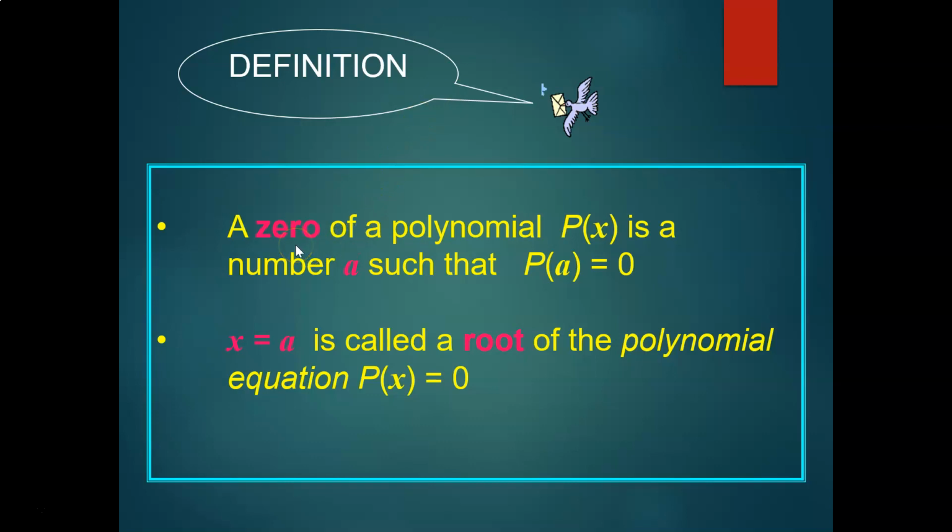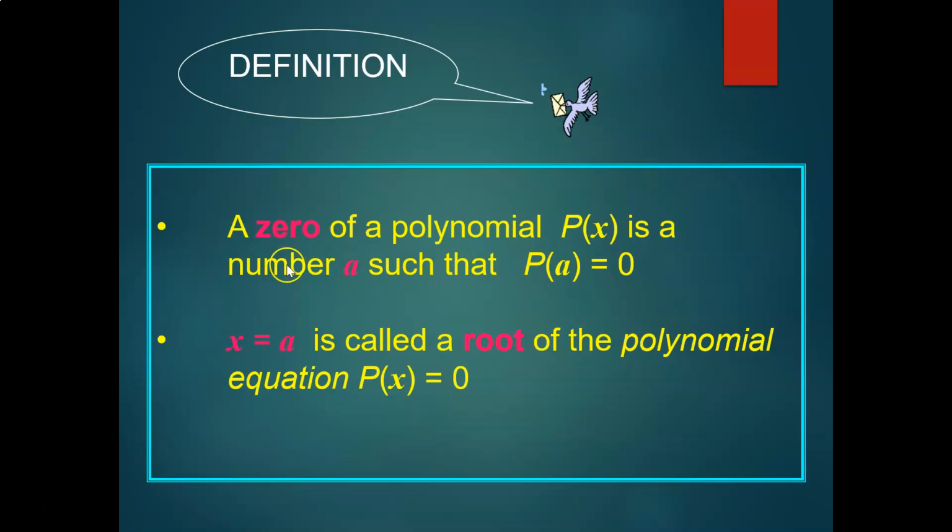A zero of a polynomial P(x) is a number a such that P(a) equals 0. So previously we have learned about the remainder theorem, R(x), so the remainder must be equal to 0. And in the previous subtopic, the third subtopic, we learned the remainder and also the factor theorem. Yes, factor theorem. So you have x minus a is the factor.